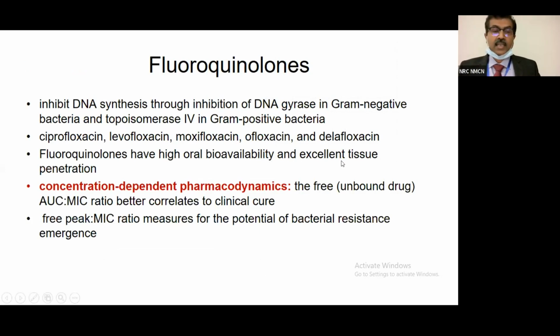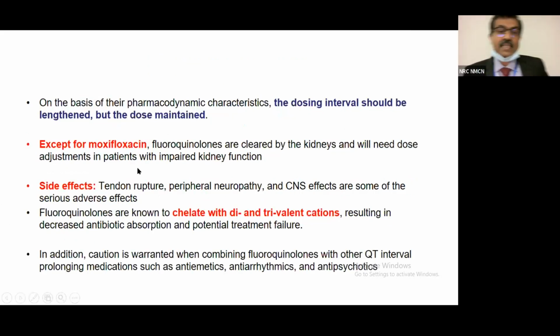Fluoroquinolones are another important drug. Most of you might know that they act through DNA synthesis inhibition. They have some antiviral properties also. So many persons have used these drugs for their antiviral properties also. And they have concentration dependent pharmacokinetics that I have already discussed. So except for moxifloxacin, fluoroquinolones are cleared by the kidney and will need dose adjustment in patients with impaired kidney function.